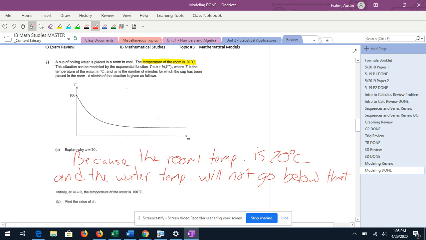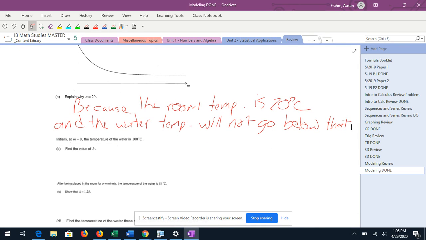Our graph is never going to cross 20 on the y-axis because with the room temperature being 20 degrees Celsius, and there's no outside factors, like they're not putting ice in it, they're not using a fan or anything to cool it further, so the water will never get below that room temperature.